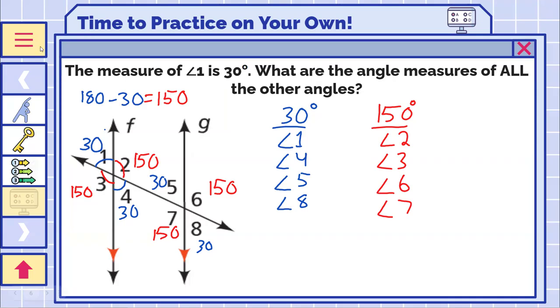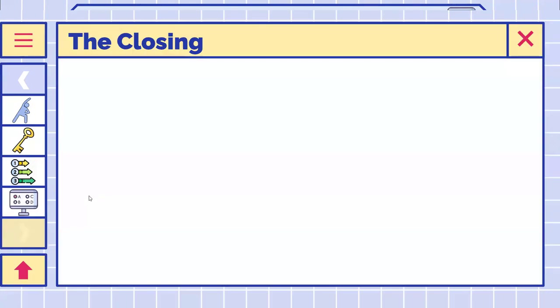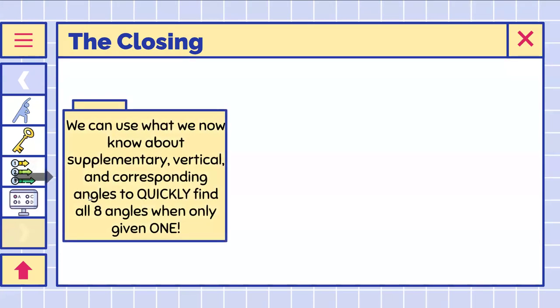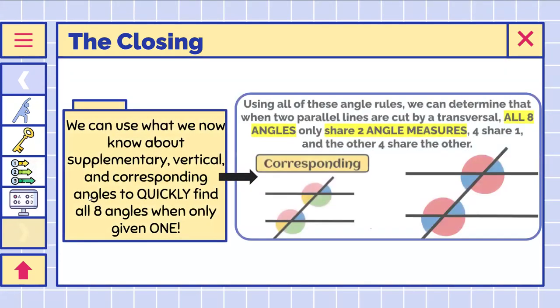With that, pause if you need to make any corrections, but I'm going to clear up and go to the closing, which is that we can use what we now know about supplementary, vertical, and corresponding angles to quickly find all 8 angles when only given 1. Almost like a magic trick on how quickly you can find all the other angles when you just have 1.